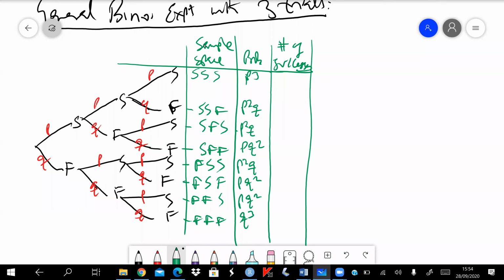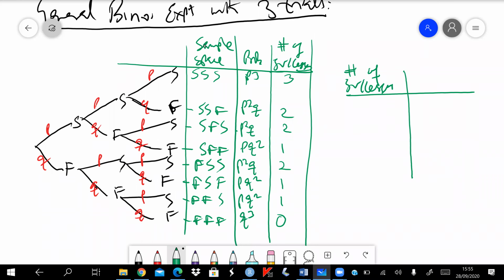Number of successes. So you just count the number of S's in every outcome. In the first one, we have 3 S's. Here we have 2 S's, 2 S's, 1 S, 2 S's. This is 1 S, 1 S, and no S. So the number of successes ranges from 0 to 3, taking the whole numbers in between. So our probability distribution will look like this. Number of successes, we'll take the value 0, 1, 2, 3.